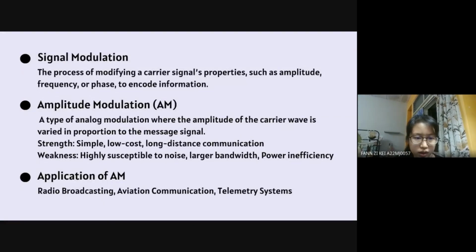During this presentation, what we want you to take away is signal modulation, amplitude modulation, and application of AM. Signal modulation is very important as it is the process of modifying carrier signal properties such as amplitude, frequency, or phase to encode information. Amplitude modulation is analog modulation where the amplitude is changed in proportion to the message signal. Strengths, as mentioned before, are simple circuit, low cost, and long distance communication. Weaknesses are that it is highly susceptible to noise, needs larger bandwidth, and is power inefficient.